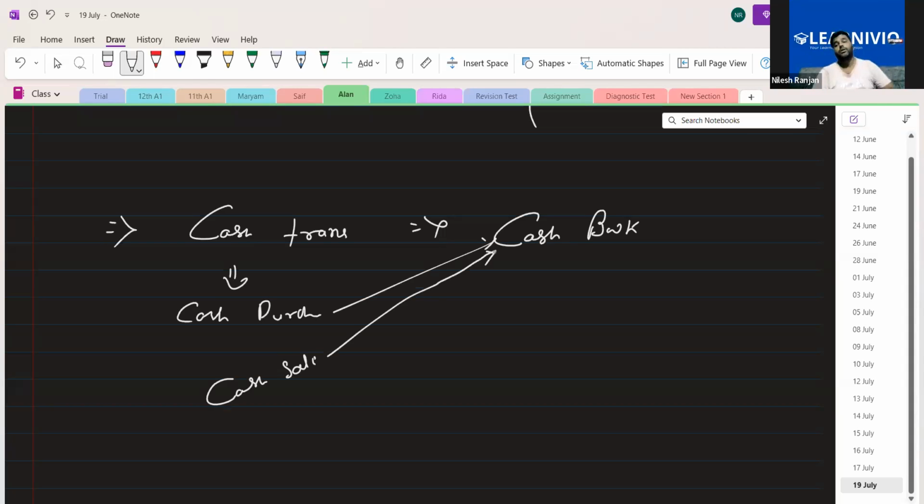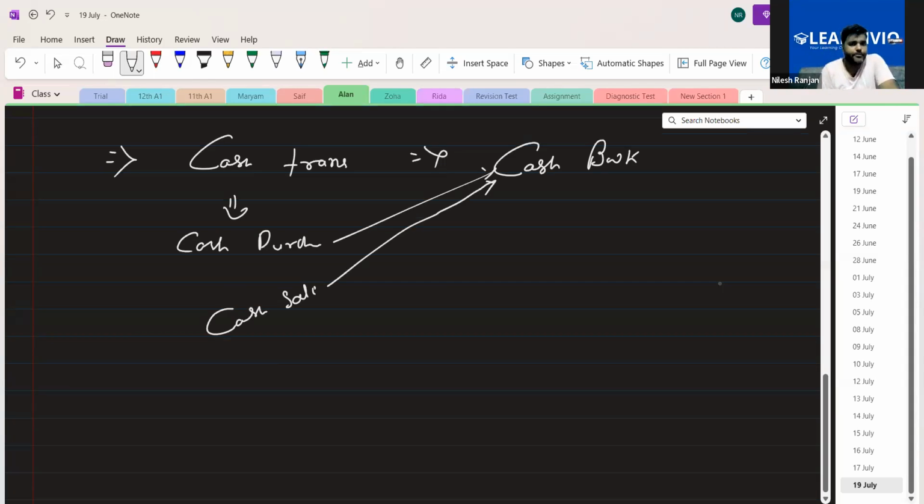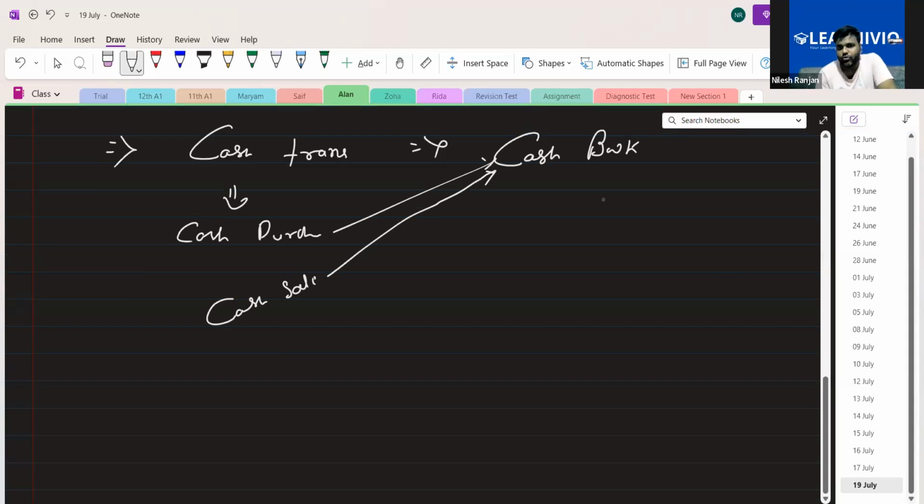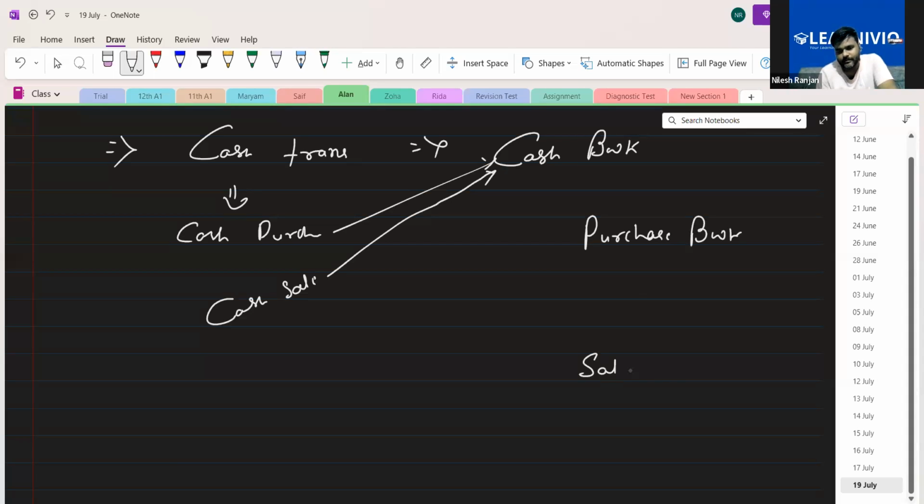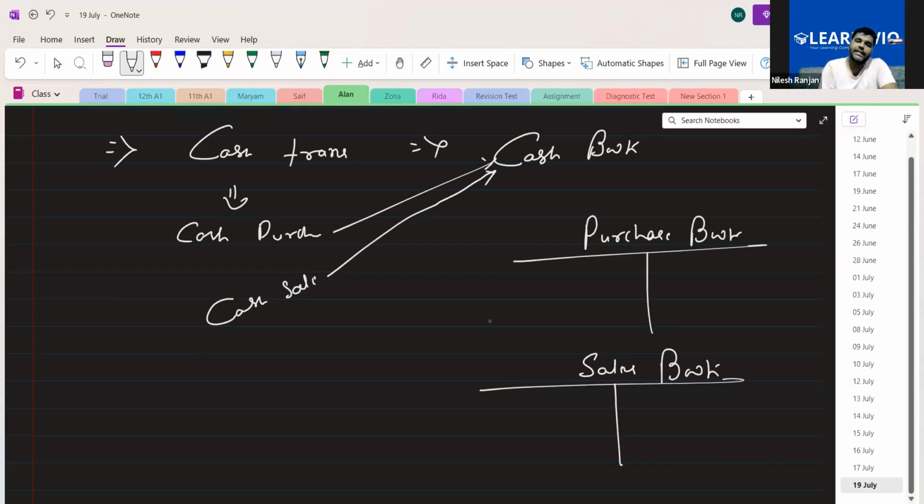Now, the question is, if both of these will go in cash book, then what will be recorded in purchase book? What will be recorded in sales book? So in purchase book, only credit purchase will be recorded. In sales book, only credit sales will be recorded.